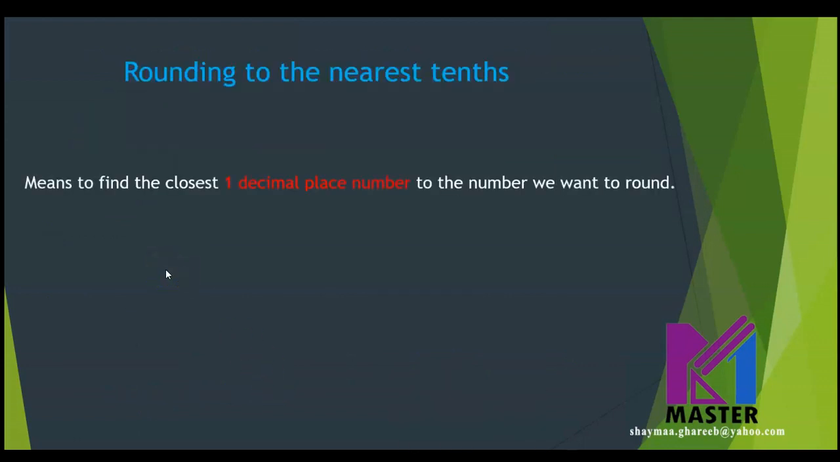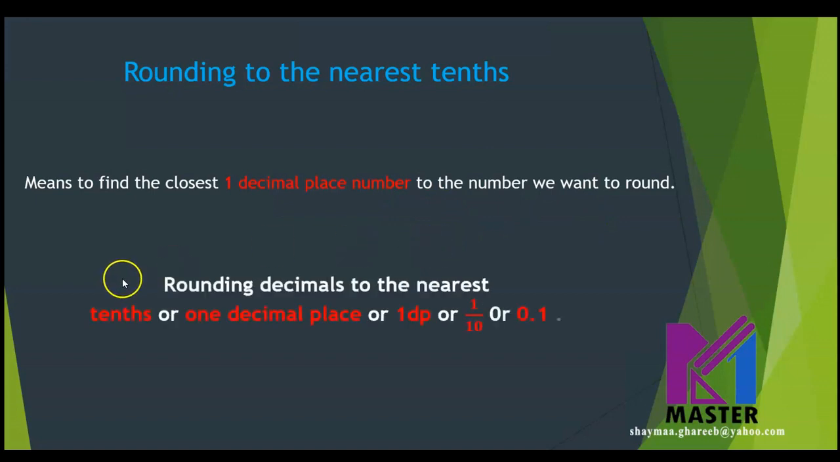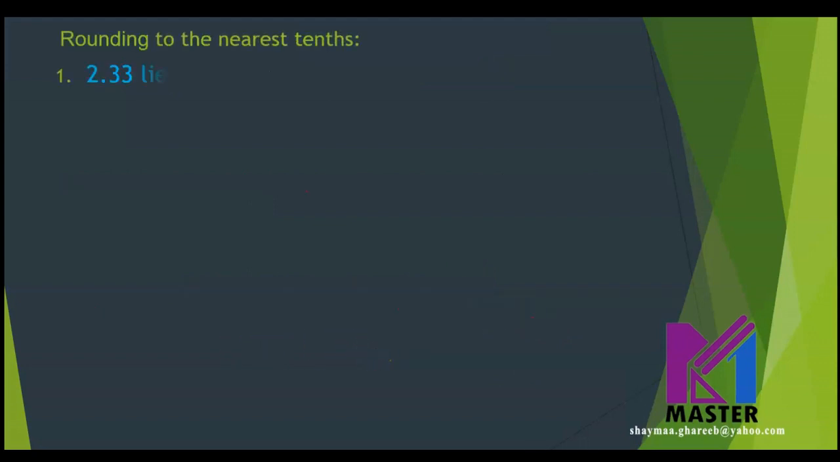Rounding to the nearest tens means to find the closest one decimal place number to the number we want to round. We can also say that rounding to the nearest tens is the same as rounding to the nearest one decimal place, or rounding to the nearest 1 dp, or rounding to the nearest 1 over 10, or rounding to the nearest 0.1. All of them have the same meaning. Let's see the first example.